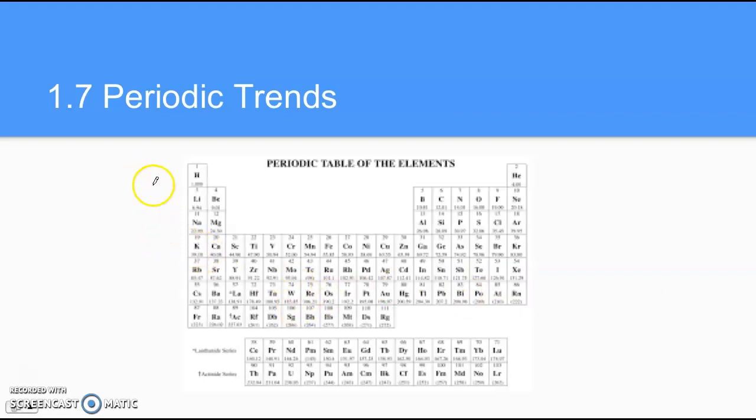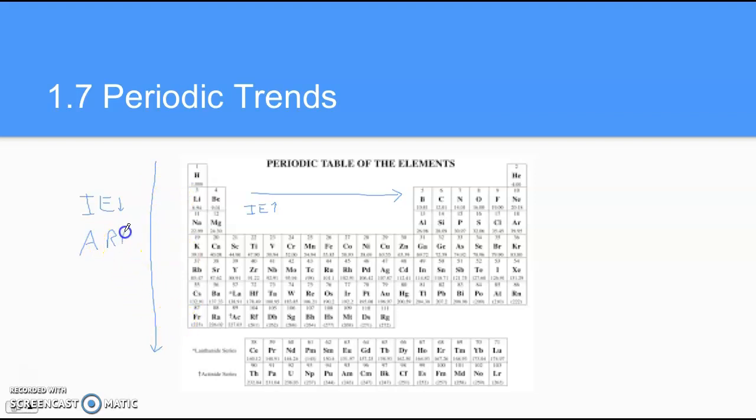Now, as far as the other ones, you want to know what happens for a group trend as we go down a group, and you want to know what happens for the period trend as we go from left to right across the period. So we'll start with ionization energy. As we go from top to bottom, the ionization energy will decrease as we move down a group. The period trend for ionization energy, as we go from left to right, ionization energy increases.